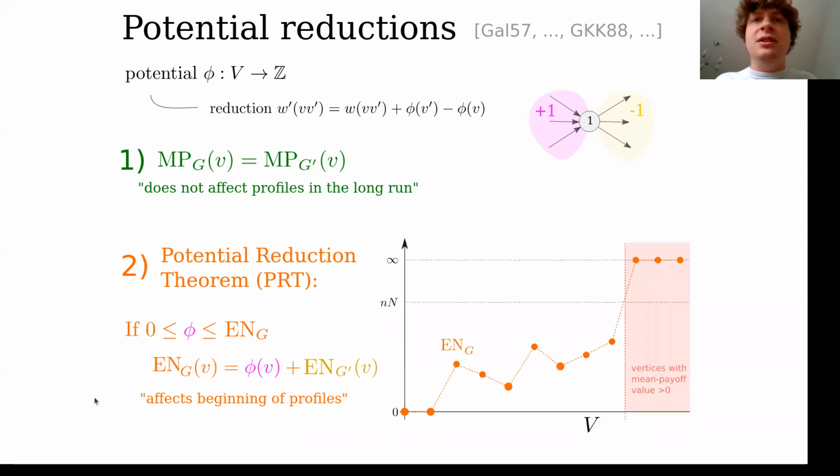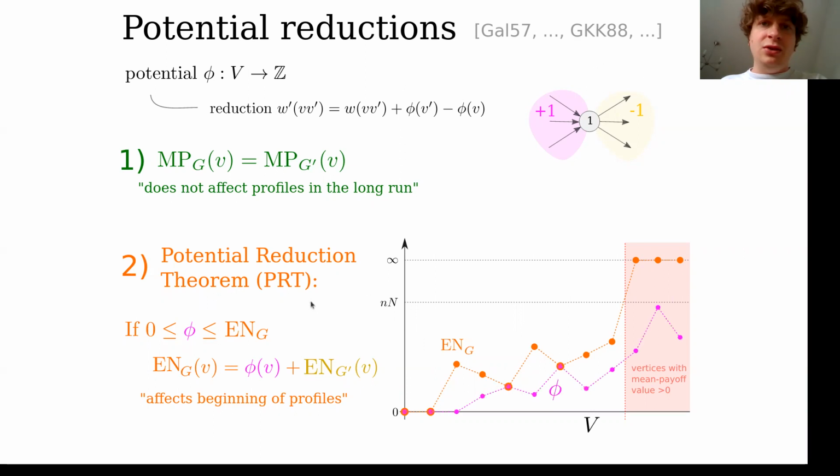So let's have an illustration of this. So here's our vertex set. Each of these points gives the energy value for each of the vertices of the graph. So we have two types of vertices. There are vertices with negative mean payoff. These have finite energy, as we discussed. And vertices with positive mean payoff have infinite energy. Now, also remember that finite energy values are always smaller than this threshold. So this is what our energy values look like.